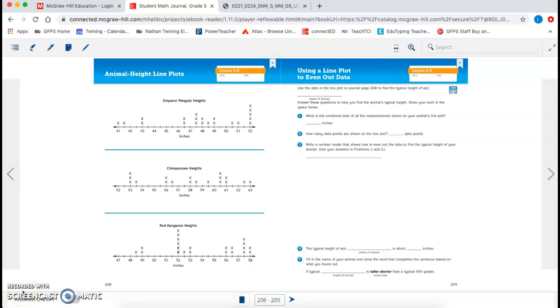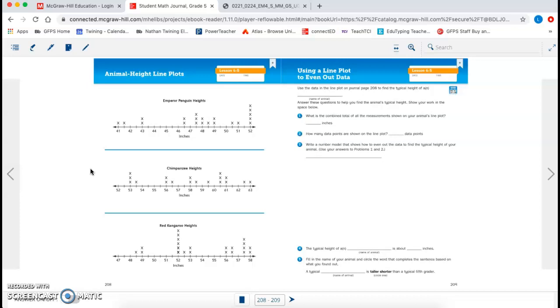Hey, fifth grade. We're going to take a look at lesson 6.5 for our math. We start on page 208 and page 209. They work together. On 208, you have 3 sets of line plots, and on 209, it has questions to go along with those.